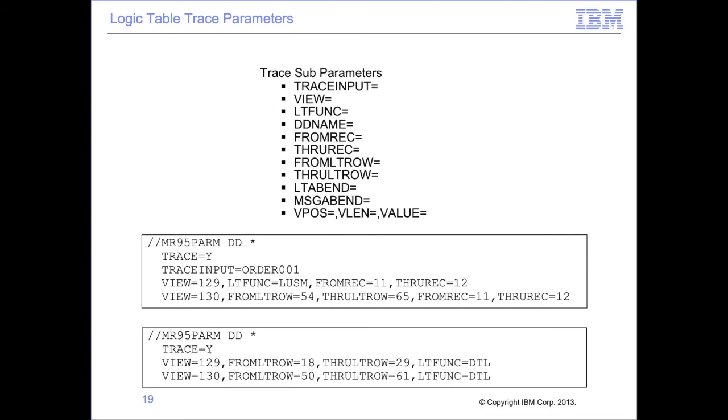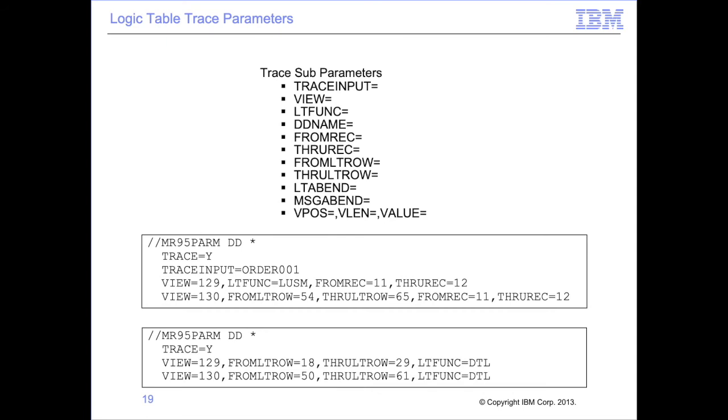When the trace parameter is set to Y, additional parameters are available to control what is traced. If, for example, the file sizes cannot be reduced, these parameters can be used to reduce the trace output or isolate specific records or problems. The following are the more detailed trace control parameters. The trace input parameter will print in dump format the entire source record at read time. The view parameter will trace only for a specific view.